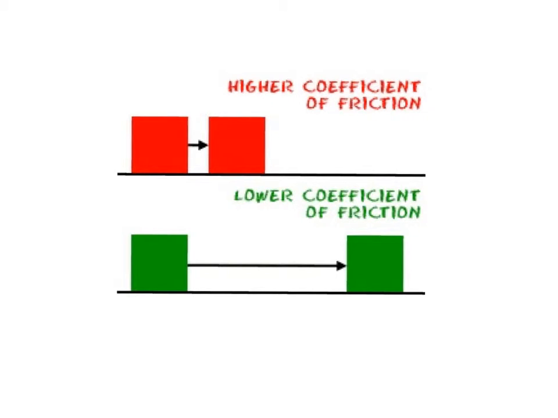The reason why that is, is because of something called the coefficient of friction. The coefficient of friction basically is a fancy phrase that means the stickiness between the two surfaces. In this example, we can see that an object that has a higher coefficient of friction is not going to move as much. An object with a lower coefficient of friction will move more.